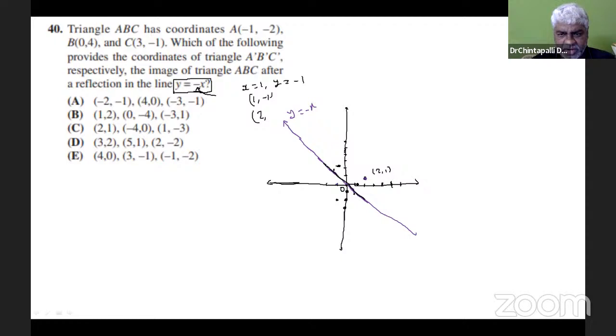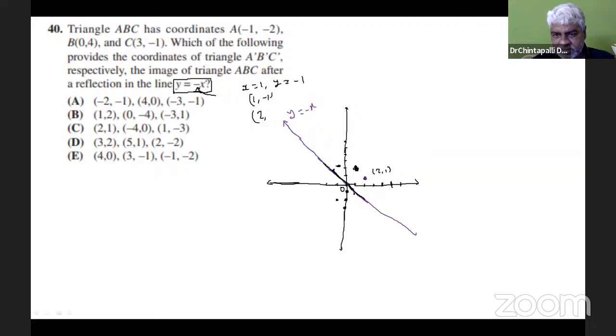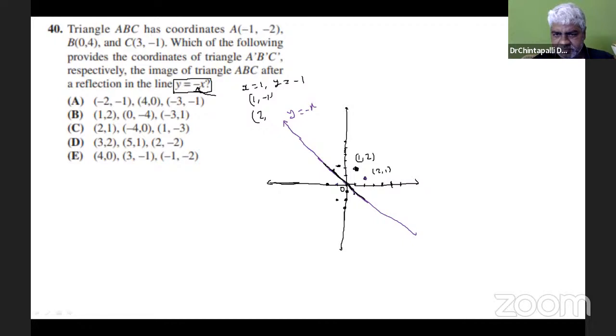For example, take another point, 1, 2. Where is its image in this mirror? This point is seeing its image in this mirror. Its coordinates are 1, 2. Try. Its image is -2, -1. Yes, you are right. Got the point? The image of 1, 2 is -2, -1.